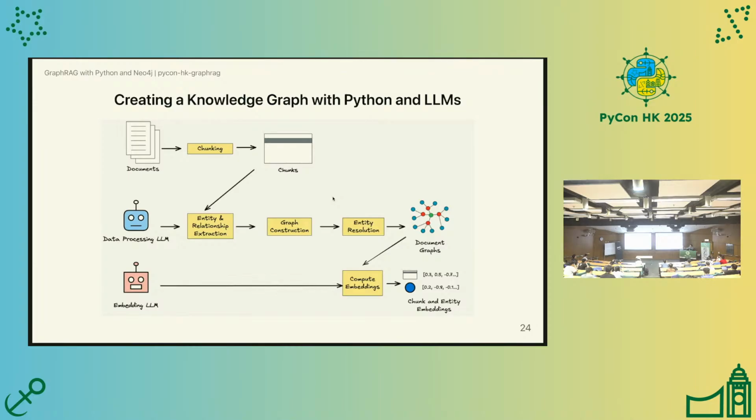So you have documents, you chunk them with any chunking method that you like, turn them into chunks. And then here you have chunks, and you put them through data processing. You put them through a language model like ChatGPT, and prompt it, telling it, hey, I have this block of text. Help me find what entities and relationships are in this block of text.